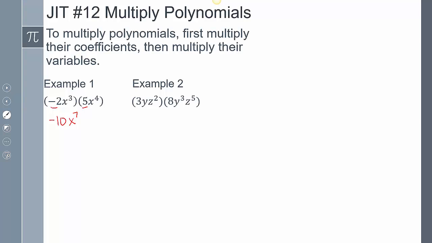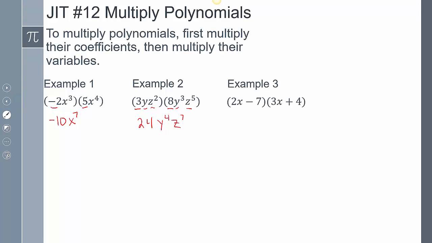Example number 2, you can have a bunch of variables. You can have a bunch of these numbers in front, the coefficients. Doesn't matter. First, multiply the coefficients. So 3 times 8 is going to give me 24. Now my y's. Now this is y to the first power. So 1 plus 3 gives me y to the fourth. And then z squared times z to the fifth. That's going to give me z to the seventh power.